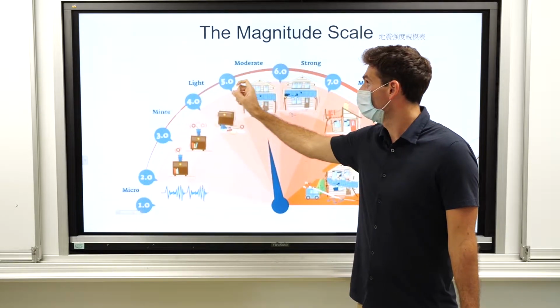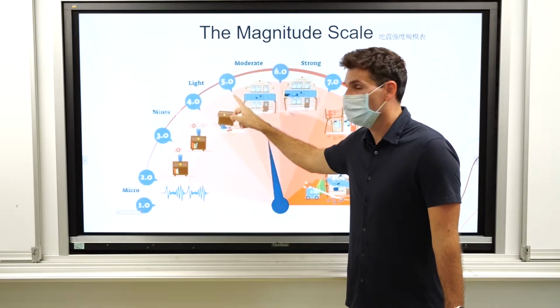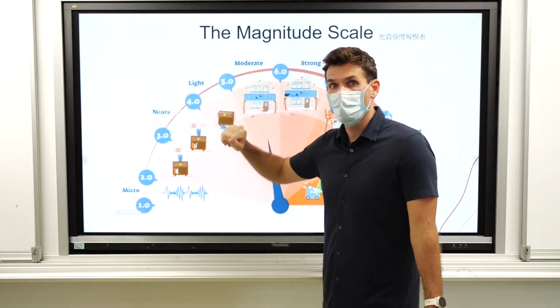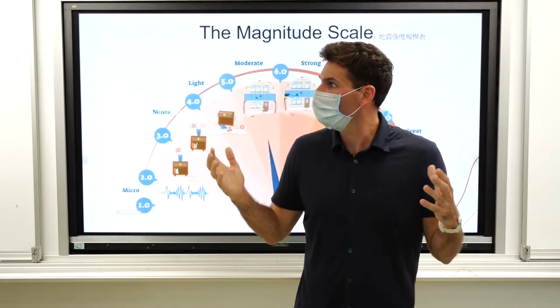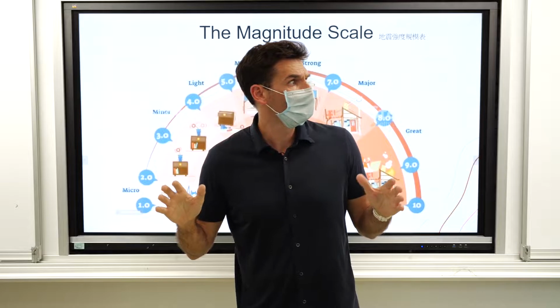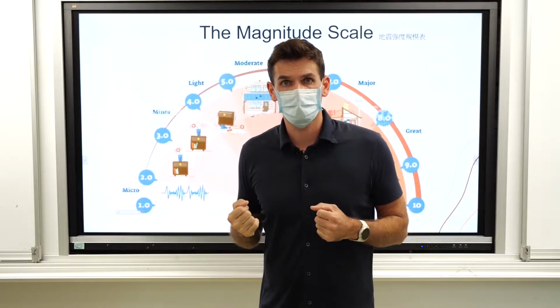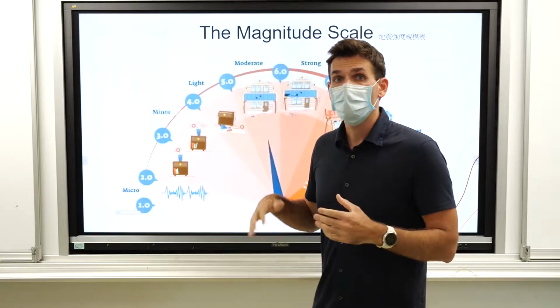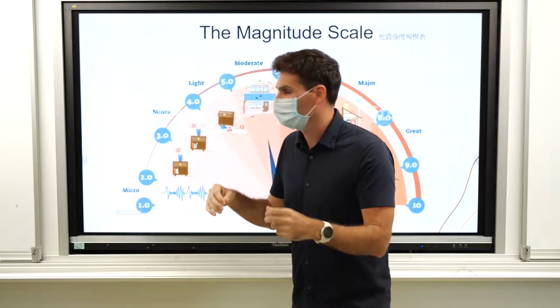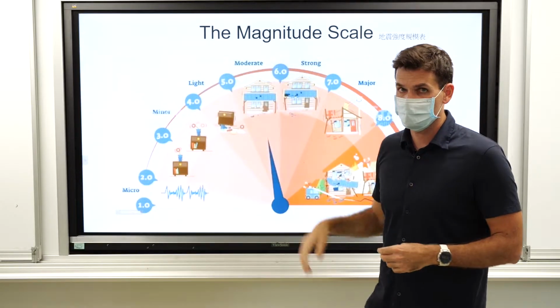3, 4, 5, 6. Ooh, we get to 4 and 5 on the scale. Ooh, I can feel shaking. A little shaking. Oh, I think there is an earthquake. This is a light earthquake. Now, it gets a little stronger. We call this a moderate earthquake, 5 to 6.